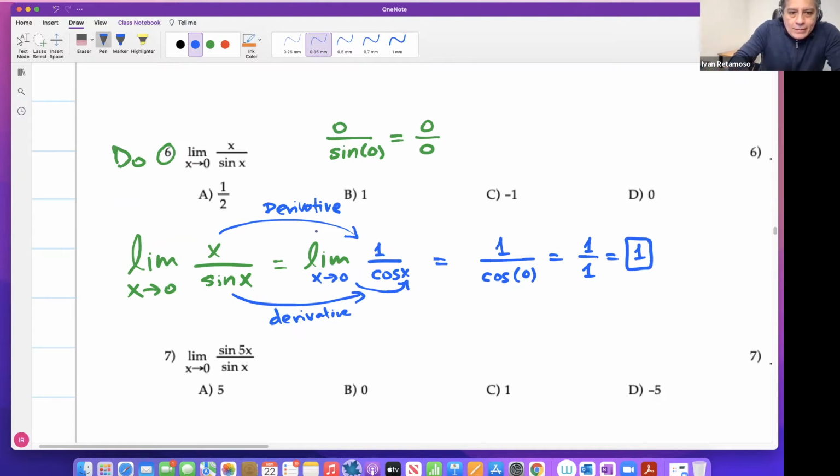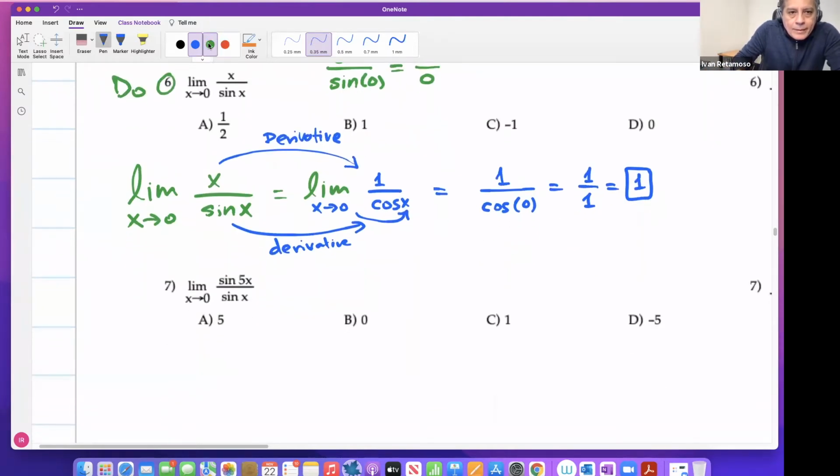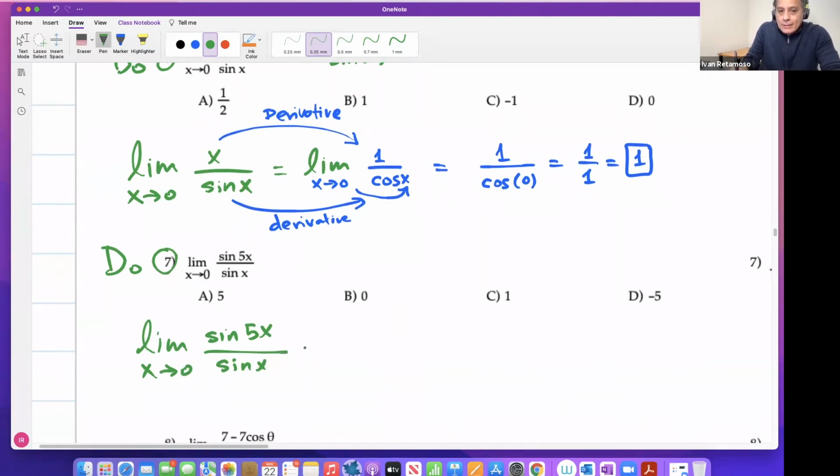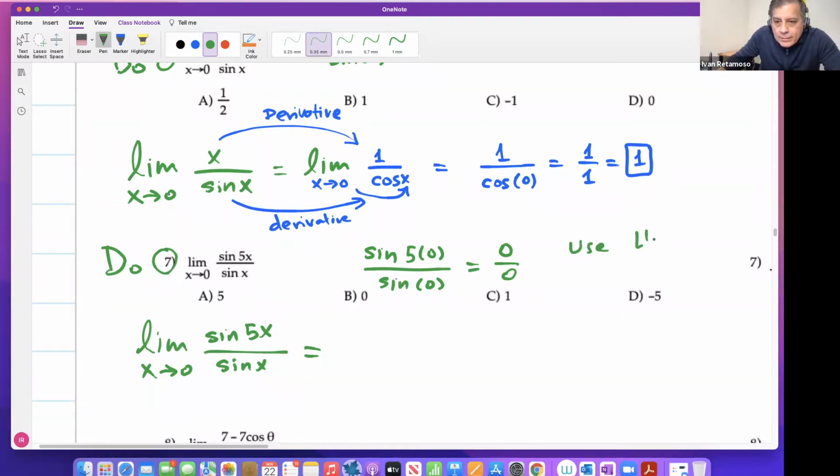Can you try number 7? The limit as x approaches 0 of sine of 5x over sine of x. Remember at the beginning of this course, I was giving you these kinds of things and it would take a lot of tricks to get them done. Now we have a powerful tool, L'Hopital's rule, so it's more sophisticated to compute these difficult limits. As a hint, notice that if you try direct substitution, you get 0 over 0, so you have to use L'Hopital's rule.